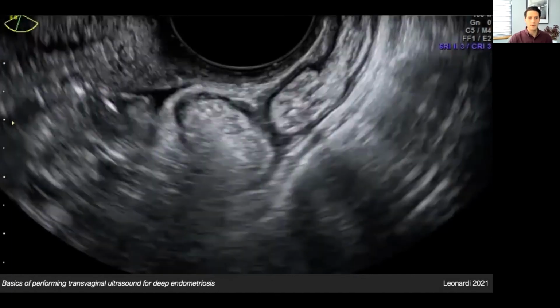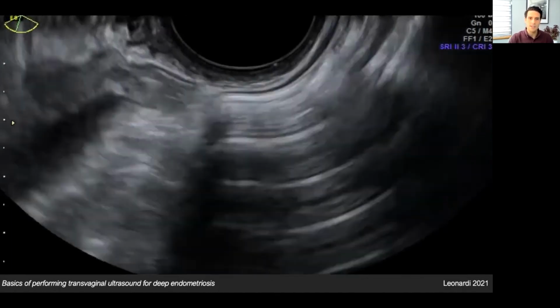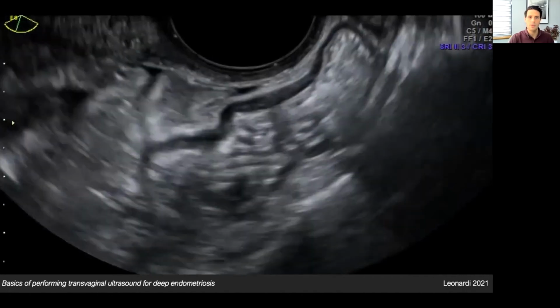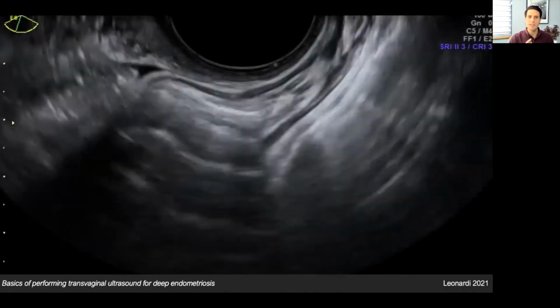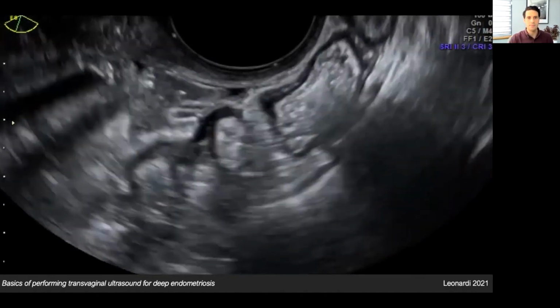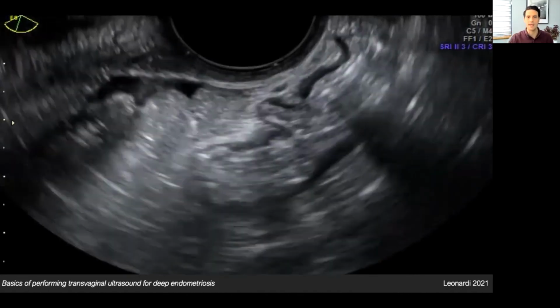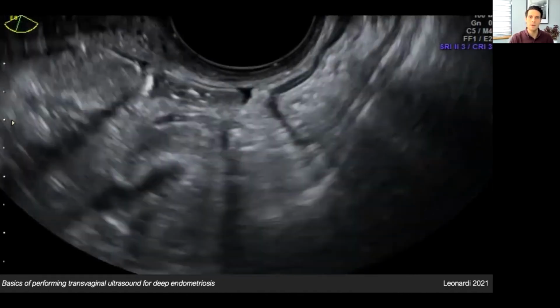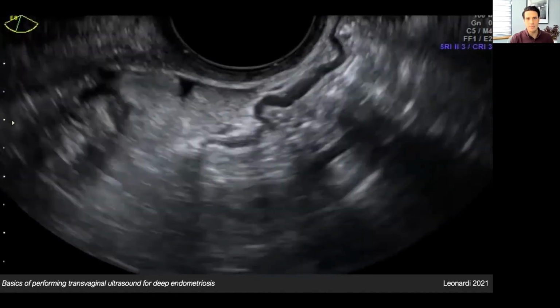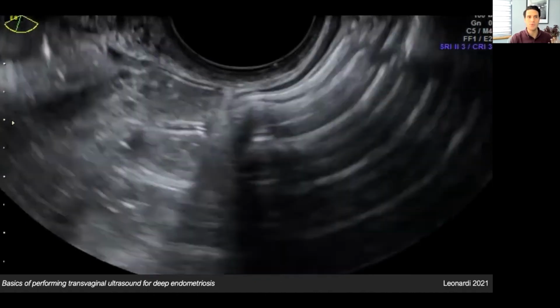As you can see here, the probe is moving, keeping that muscularis layer in view. The hand movements are light and flexible. We want to try to keep the uterus out of view as we're evaluating the bowel.